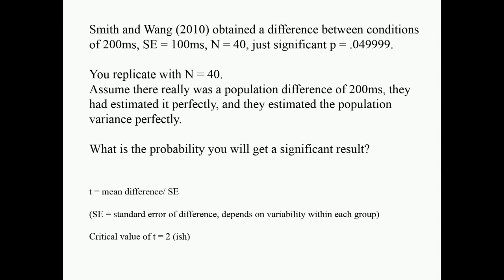So let's say you see someone get a significant result. You replicate with the same number of subjects. You get a non-significant result. Is that surprising? No. 50-50 odds you're going to get a non-significant result even if there was an effect there.